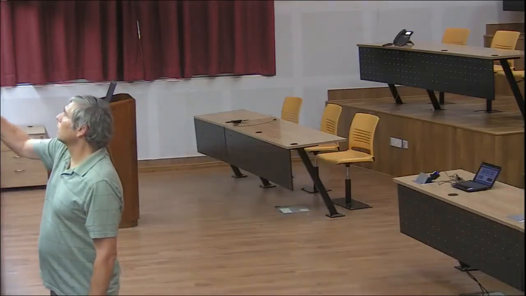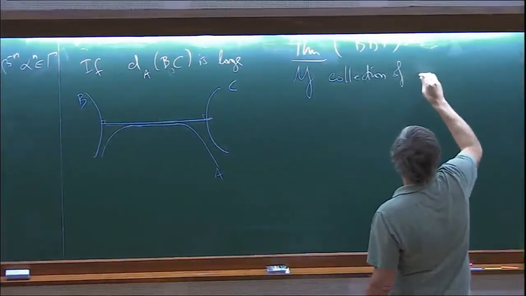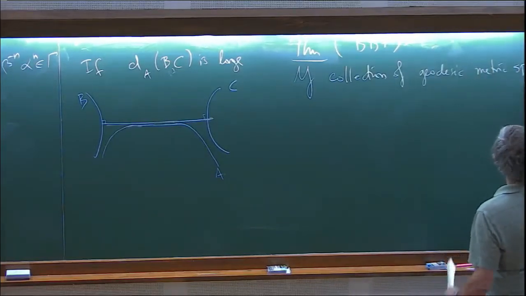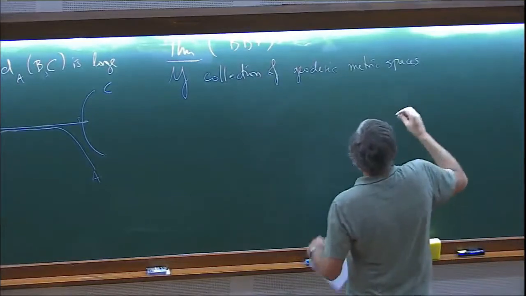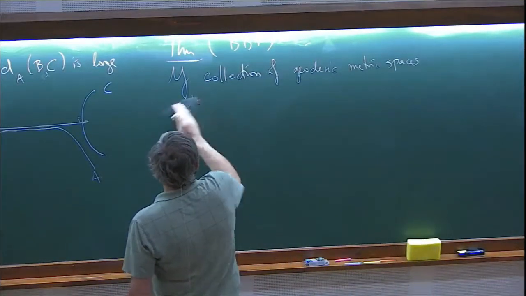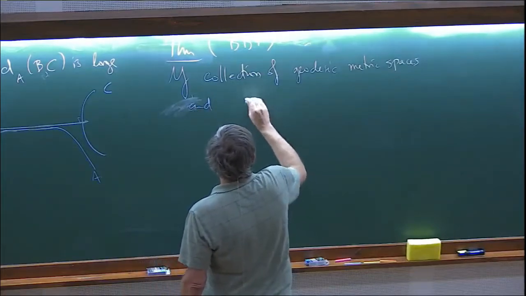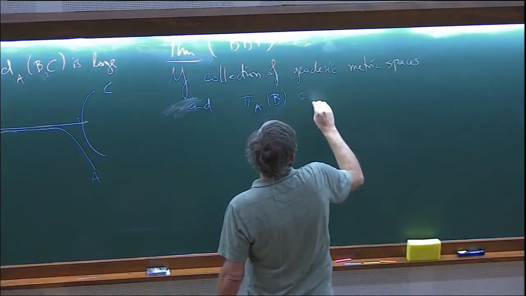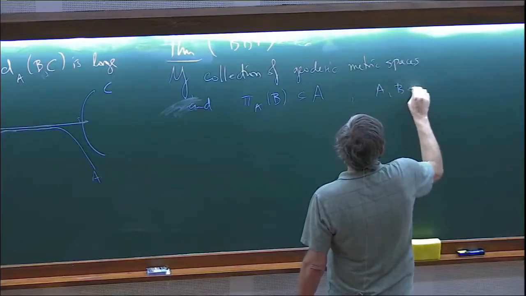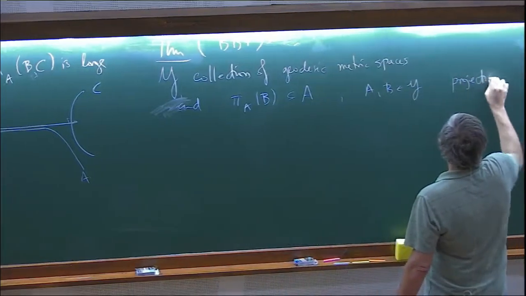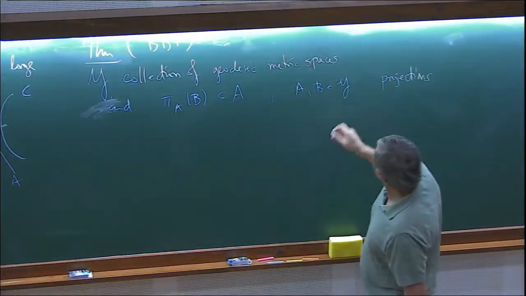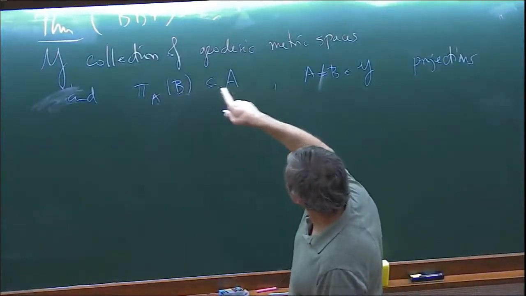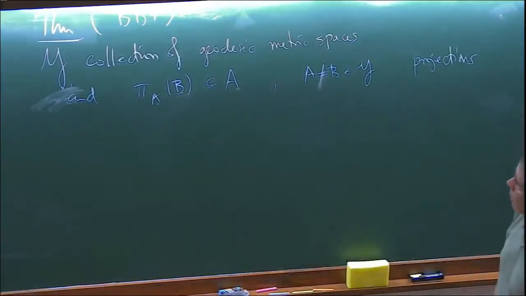So Y is going to be a collection of, well, I'll say geodesic metric spaces. That's not absolutely necessary, but spaces satisfying, with projections pi A of B inside A for A, B in Y. So for any two distinct A and B, I'm given a subset of A, a certain subset of A, which is the projection of B to A. Yeah, that's what I'm given.